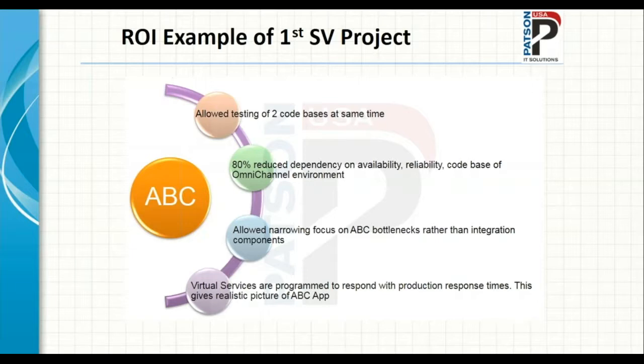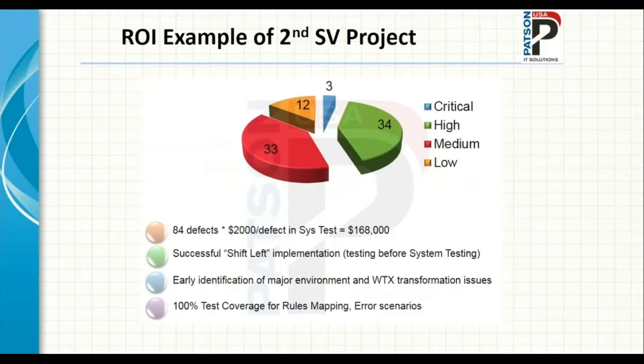Initially, we didn't have a proper mechanism to display what the return on investment is to our customer. This was from the very first project of service virtualization. That application, I just renamed it to ABC, and this allowed us to conduct simultaneous testing of 2 different code bases at the same time. It reduced the dependency on availability by 80% and allowed narrowing focus on that application's bottlenecks rather than integration components. So we were not really putting dollar amounts, as you can see in our first ROI.